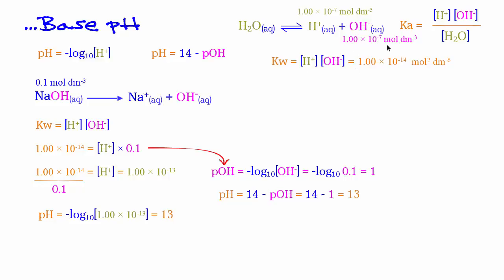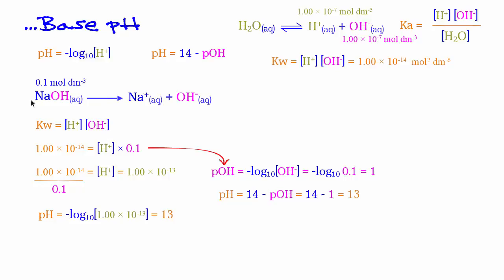If I multiply this value, which is the concentration of that and that, the value 1 times 10 to the minus 7 multiplied by itself gives me 1 times 10 to the minus 14 moles squared dm to the minus 6. Careful of those units. I'm multiplying 2 moles per decimeter cubed together. I get moles squared dm to the minus 6. Now, this is extremely important for our pH calculations when we're dealing with a base.